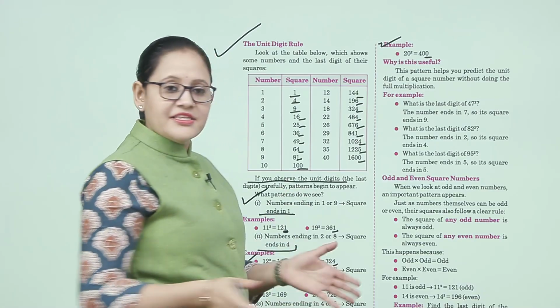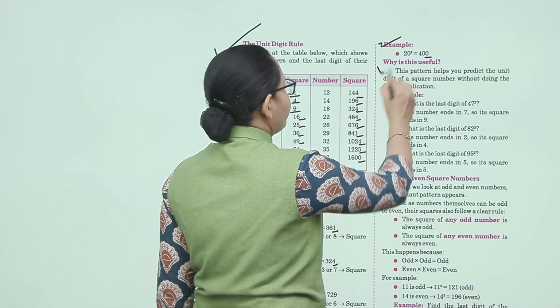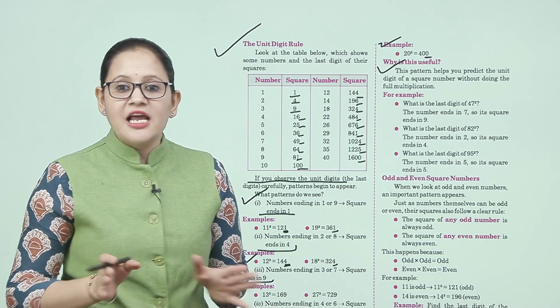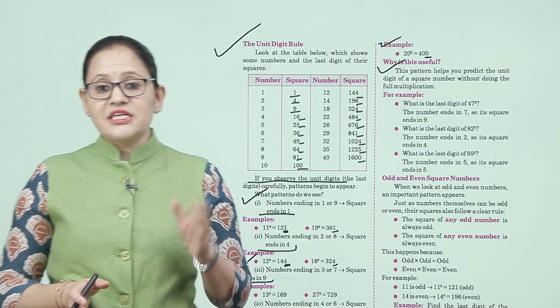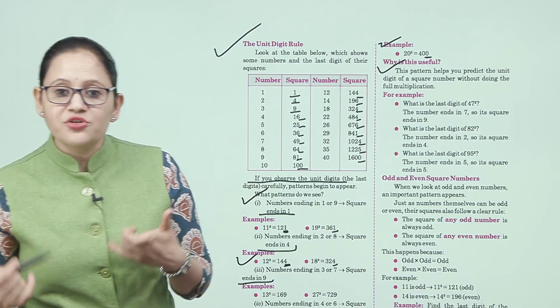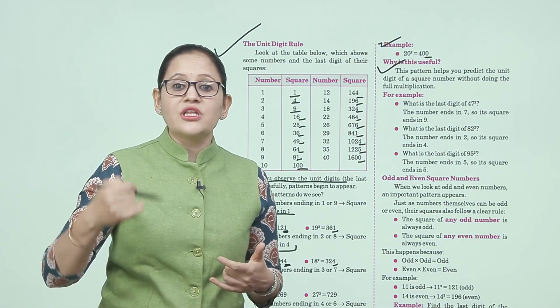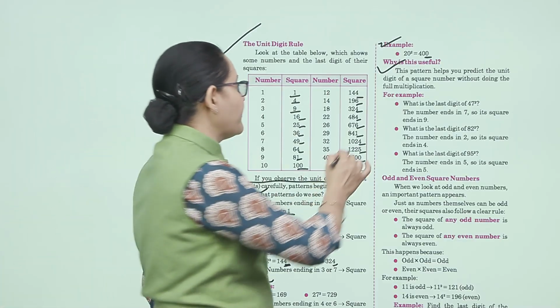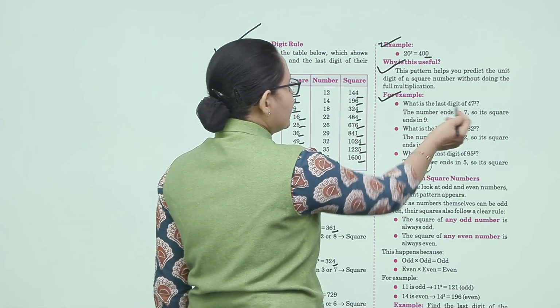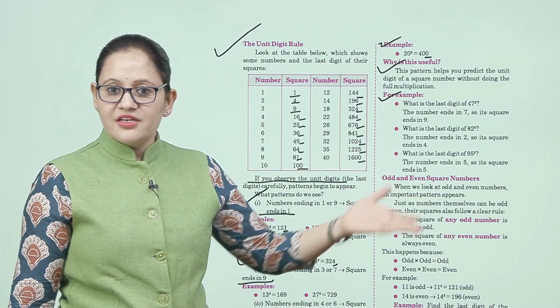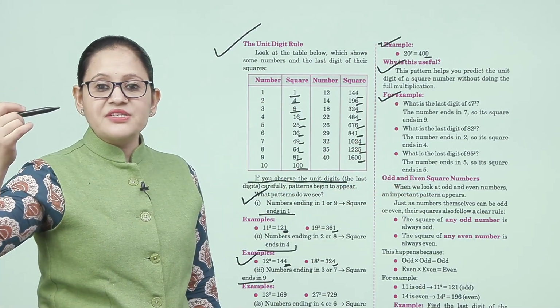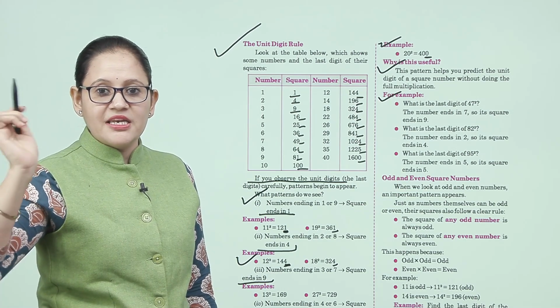Now, why is this useful? This pattern helps us to find the unit digit of a square number without doing the full multiplication. For example, what is the last digit of the square of 47? The square of 7 is 49, so the last digit will be 9.